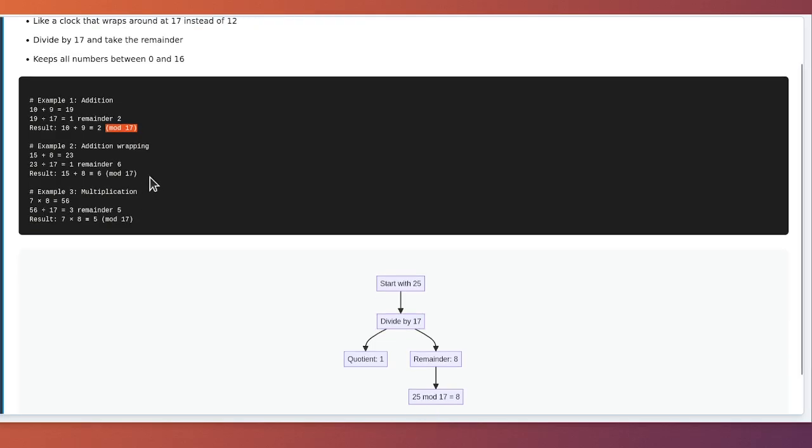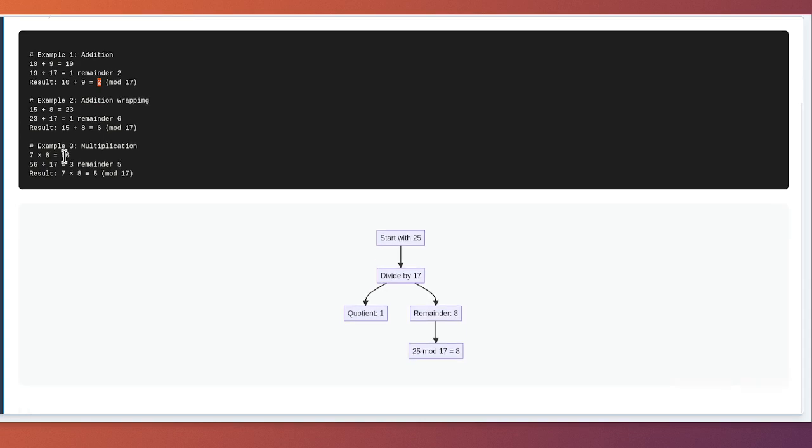To calculate a number modulo 17, you divide by 17 and take the remainder. For example, let us calculate 25 modulo 17. We divide 25 by 17, which equals 1 with a remainder of 8. So 25 modulo 17 equals 8. Another example. 10 plus 9 equals 19. Then 19 modulo 17 equals 2, because 19 divided by 17 is 1 with remainder 2.